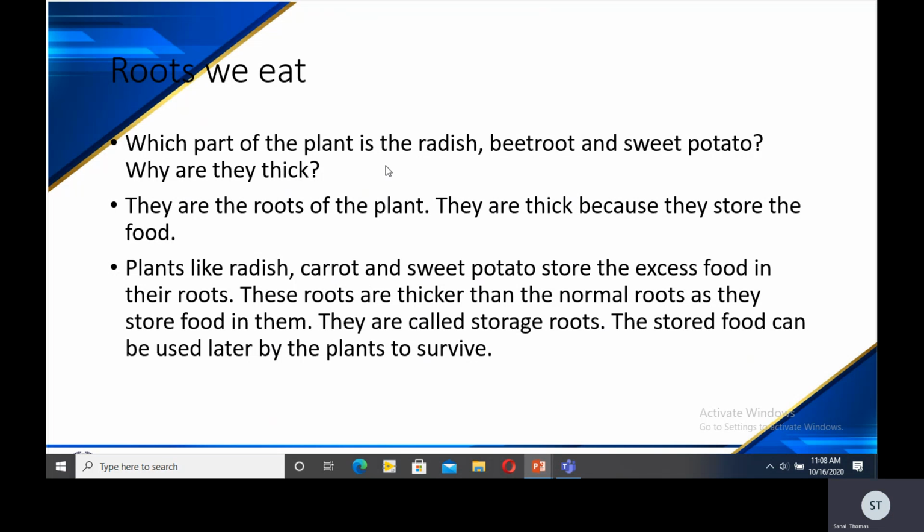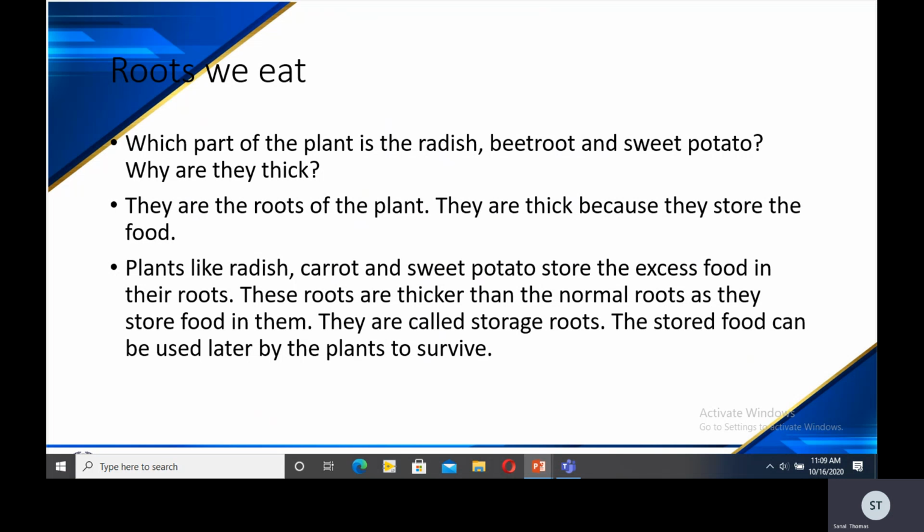Here there is one question. Which part of the plant are the radish, beetroot and sweet potato? Why are they thick? Yes, they are the roots of the plant, similar to the carrot. And they are thick because they store food. That is a peculiarity. These plants store food in their roots, which is why they are thick. Plants like radish, carrot, and sweet potato store the excess food in their roots. These roots are thicker than normal roots as they store food in them, so they are called storage roots. This stored food can be used later by the plants to survive. That is the requirement.